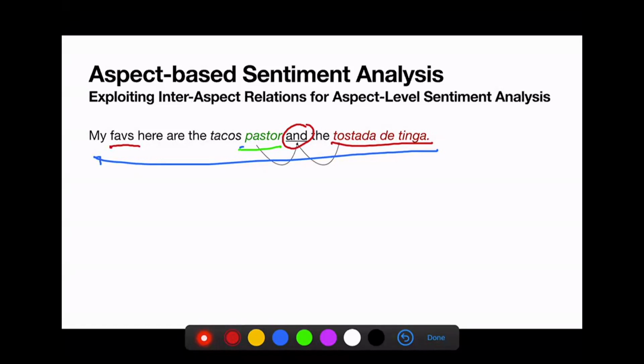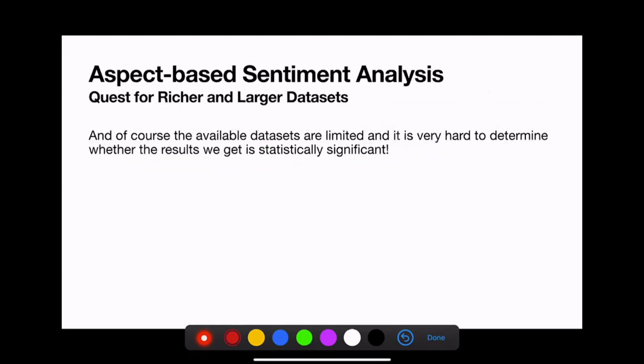And doing this also gives you explainability in your system, right? These two words are connected using "and", and they are also connected using this sentiment word, so they share the same sentiment. Such kind of explainability is required. And then of course we need more and larger data sets.